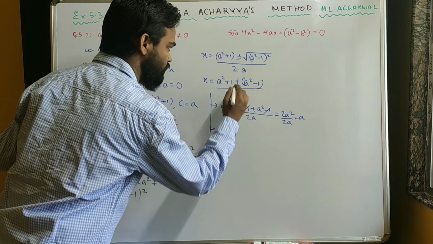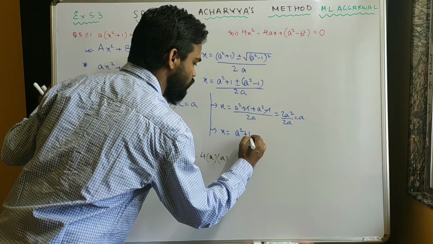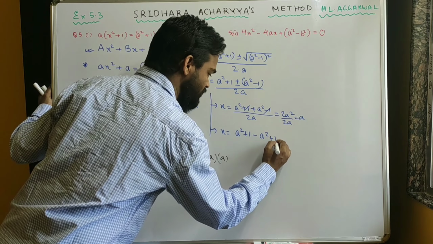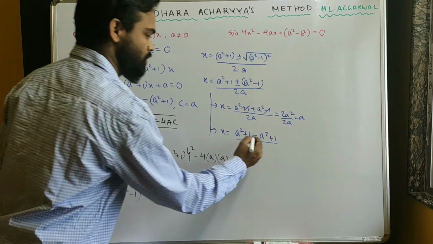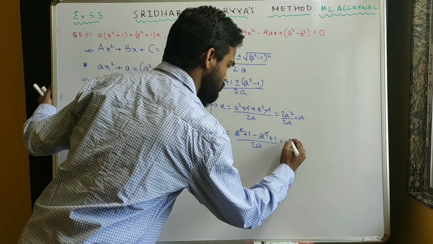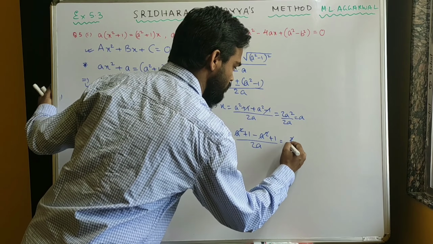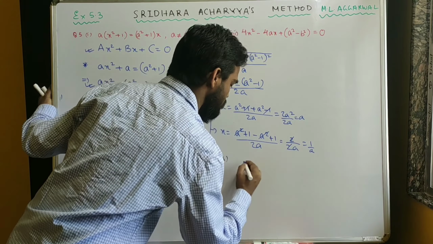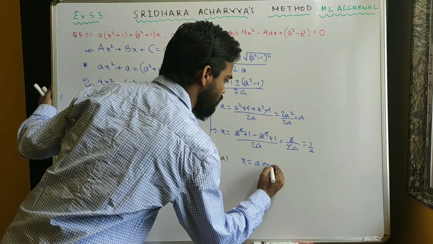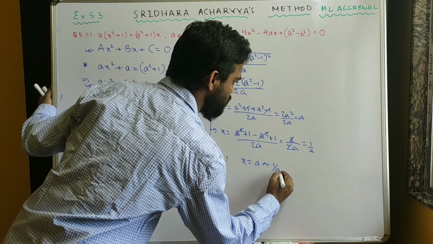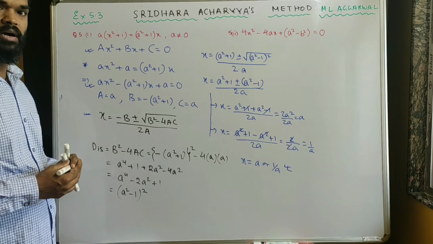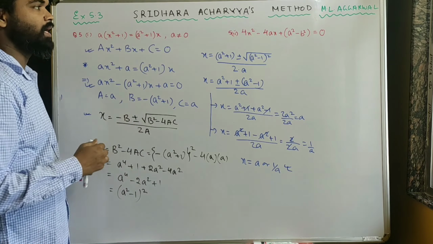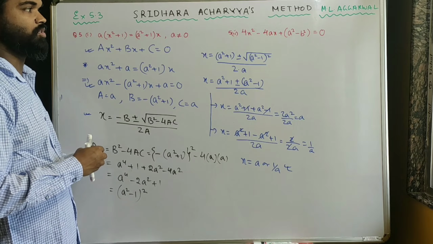Similarly, your x will be, if you take the negative sign, a square plus 1 minus a square plus 1, the sign changes, by 2a. So this is 2 by 2a, which is 1 by a. So your x is a or 1 by a. And that's my solution. Clear?